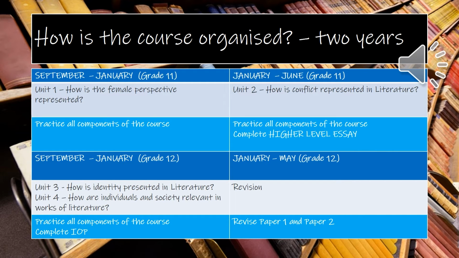Moving on, after the break, students will return in January and will study Unit 2, How is Conflict Represented in Literature? At this point, the higher level students will start working on their essay.